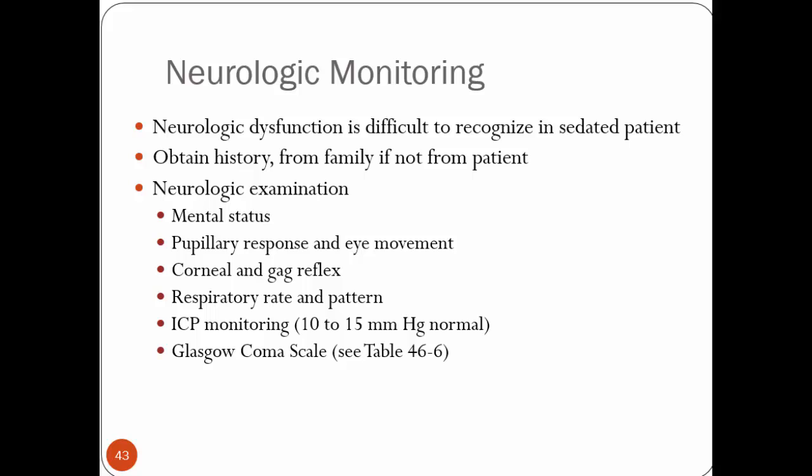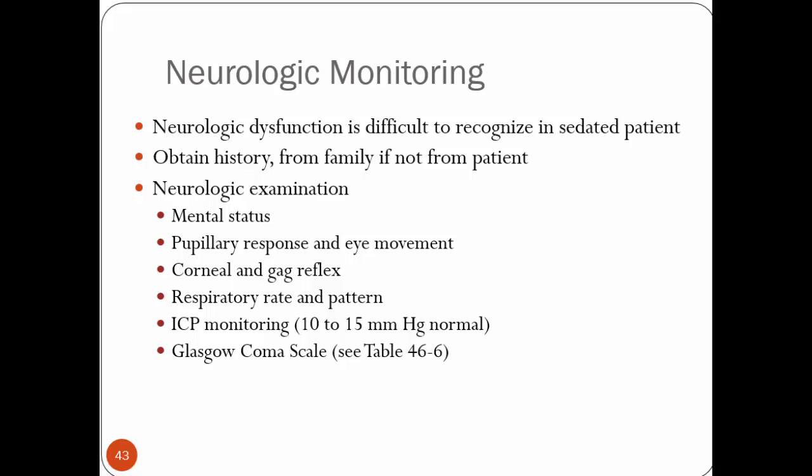The neurologic exam includes the mental status, the pupillary response and eye movement, corneal or gag reflexes, the respiratory rate and pattern, the ICP monitoring, and the Glasgow Coma Scale. The Glasgow Coma Scale is on page 1191 in box 46-6. The pupillary response and eye movement is where they shine the light in the eye and make sure they have appropriate eye movement when you turn your head, things like that.